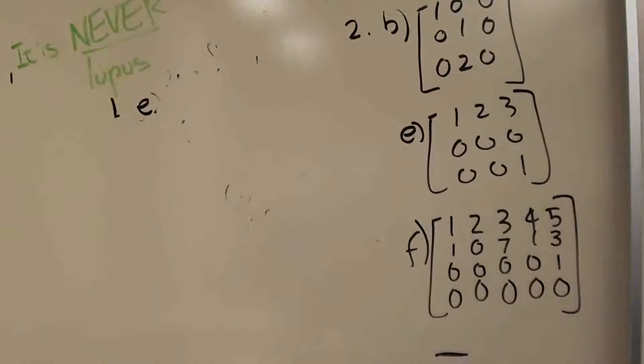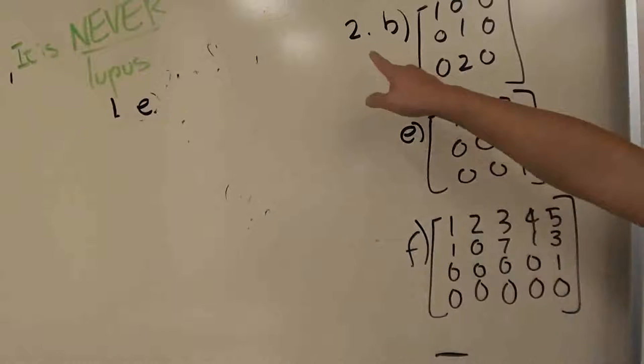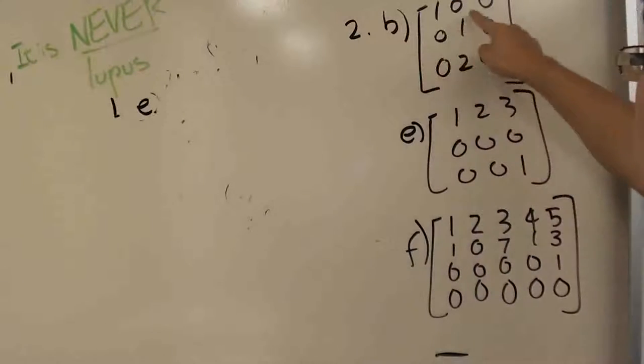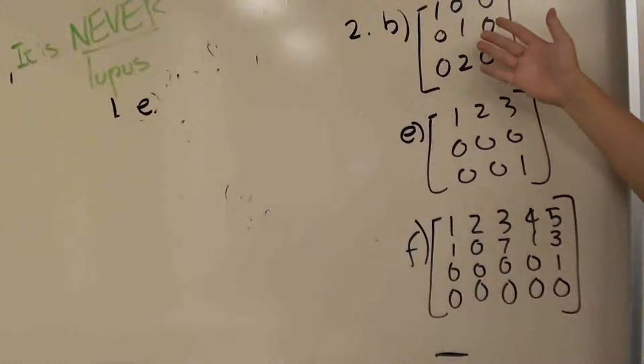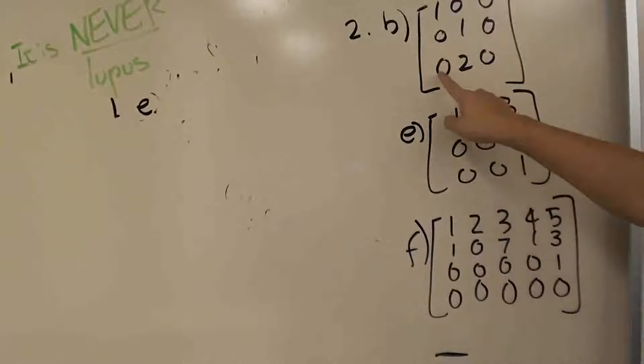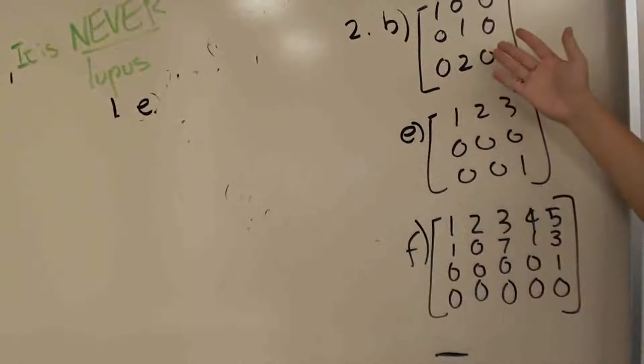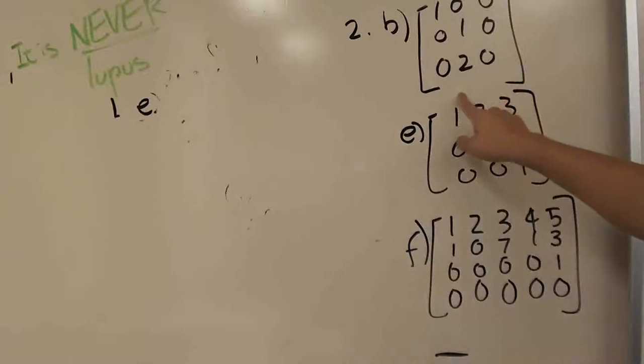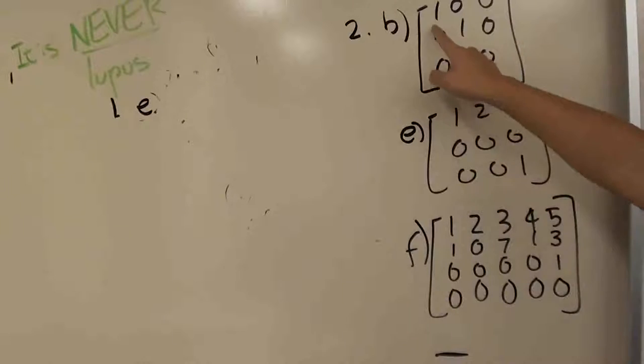The first question isn't so great because apart from G, they all have the same solution. So I thought I'd just do a little bit of question two. Let's look at this one, 2B. If you look at it here, let's see if it's echelon form. There are no zero rows, so don't really care about the first rule. Second rule, let's make sure it's organized.